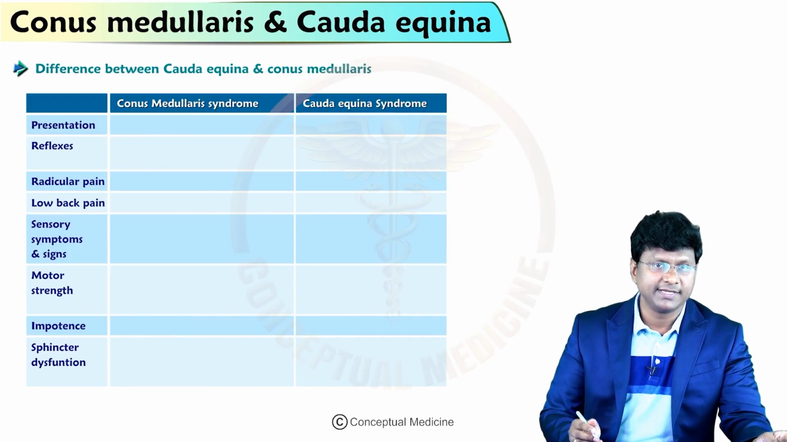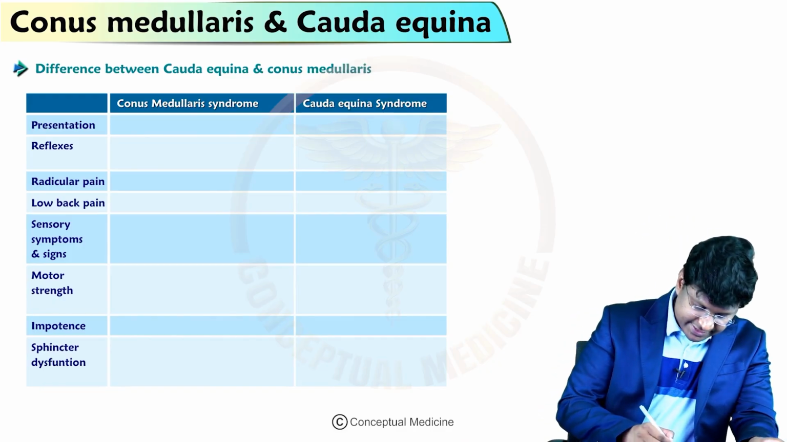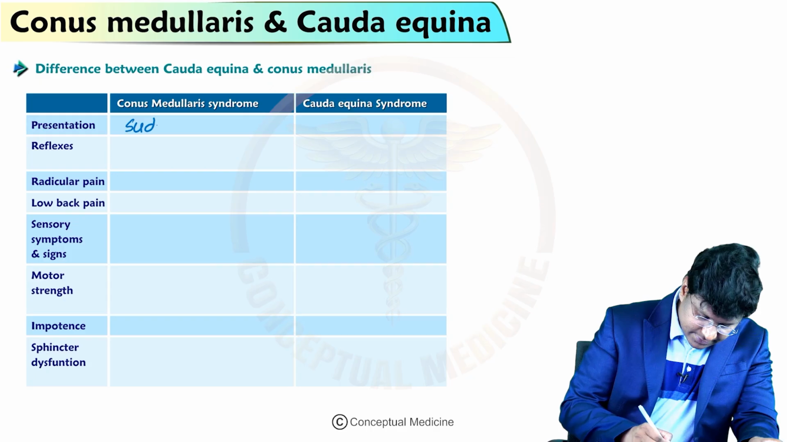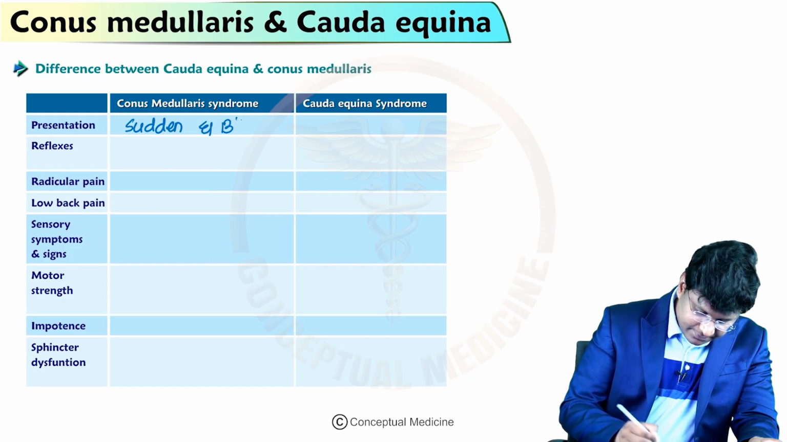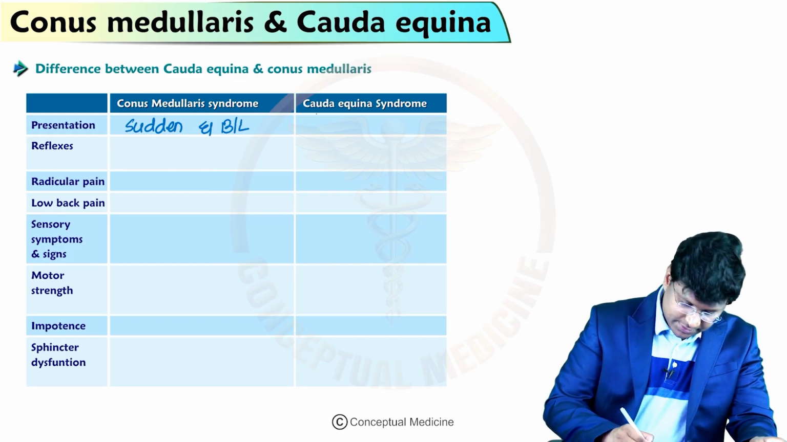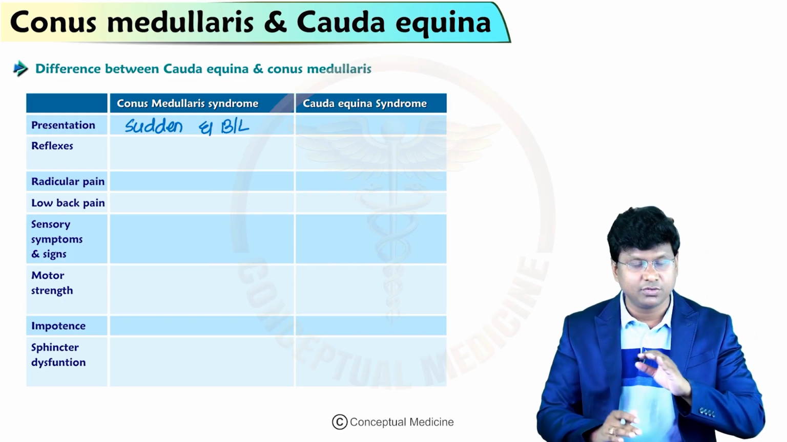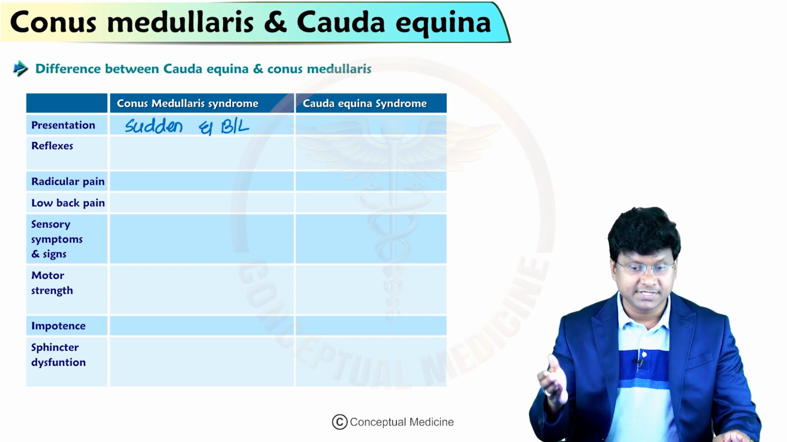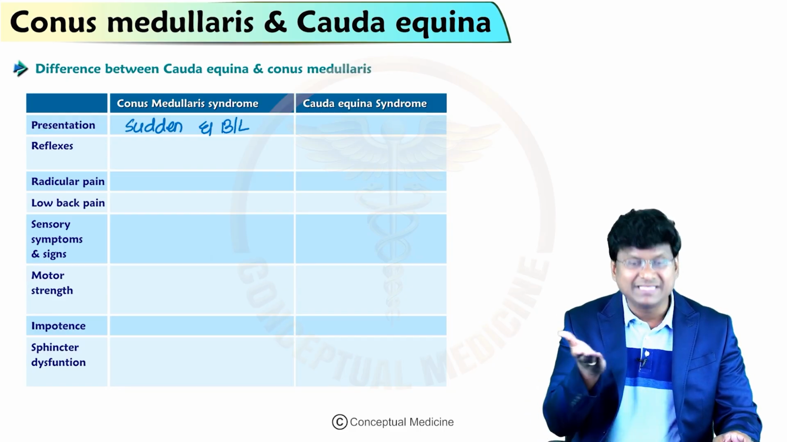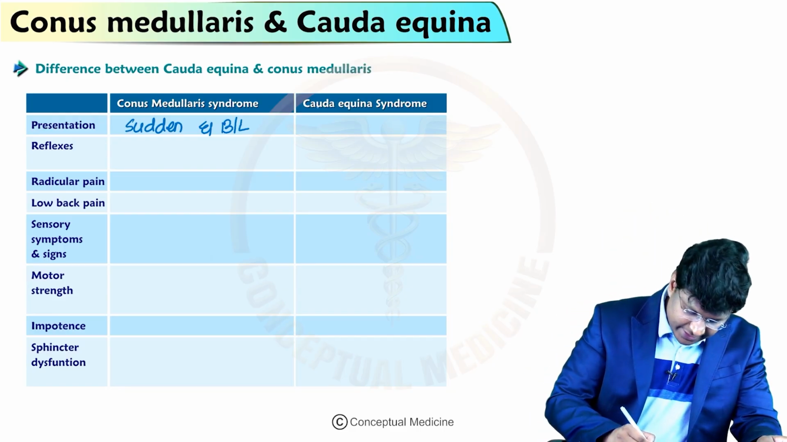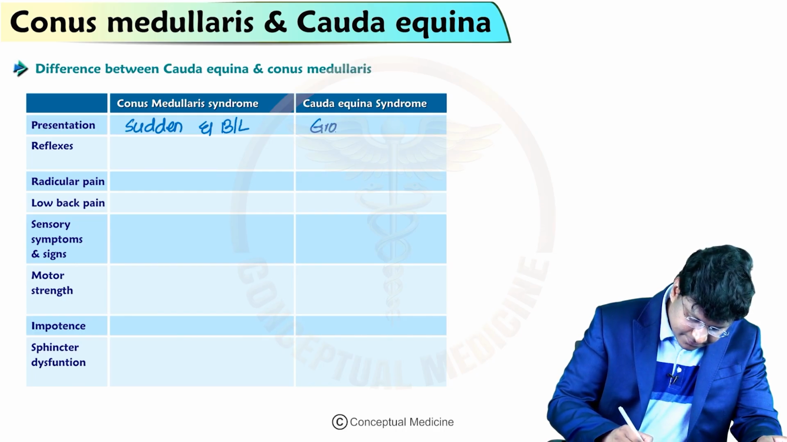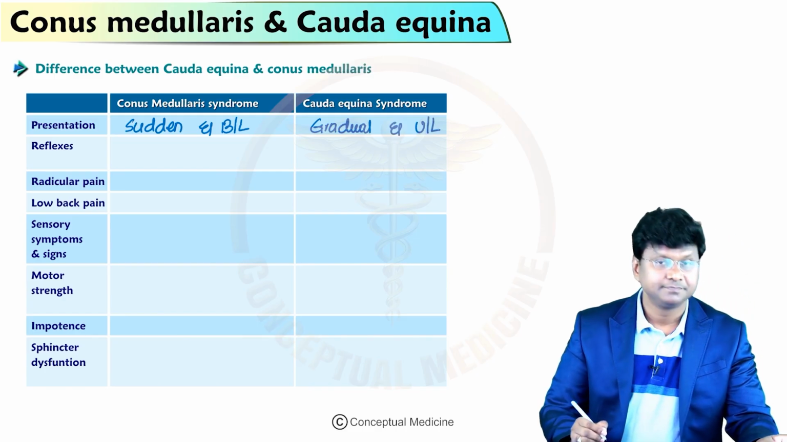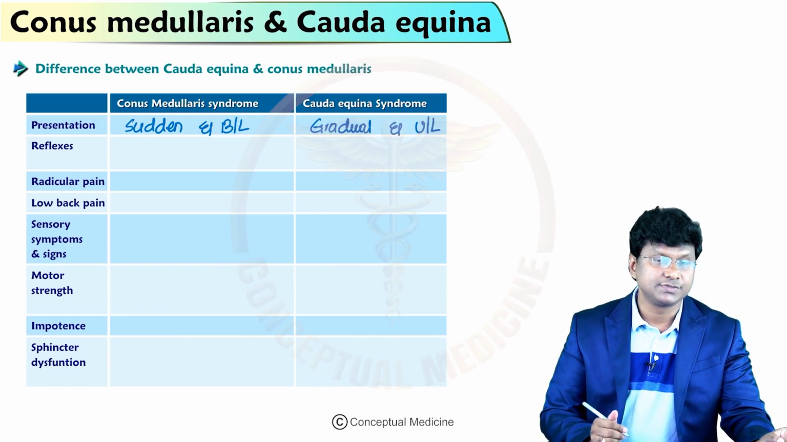In case of conus medullaris, the presentation is sudden and bilateral. Whereas in cauda equina, because the bunch of the nerves don't get damaged abruptly on both the sides, the bunch of the nerves get destroyed from one side. That is, it will be gradual and unilateral.